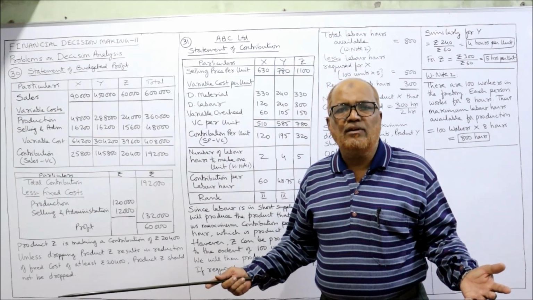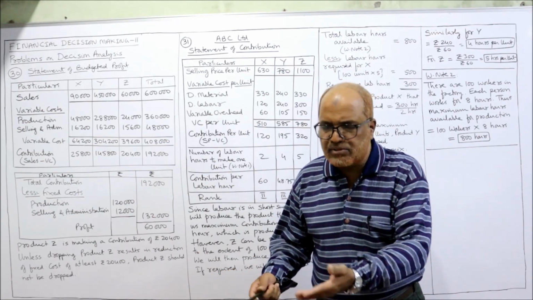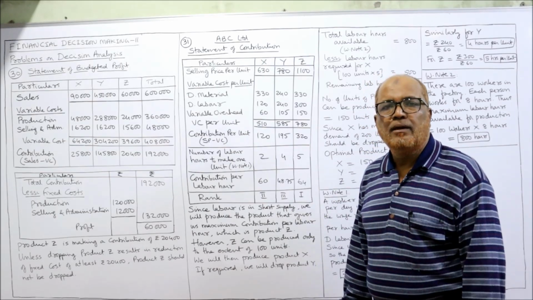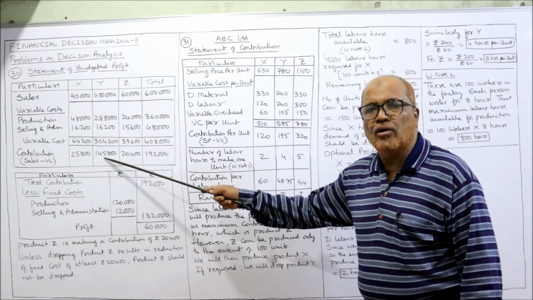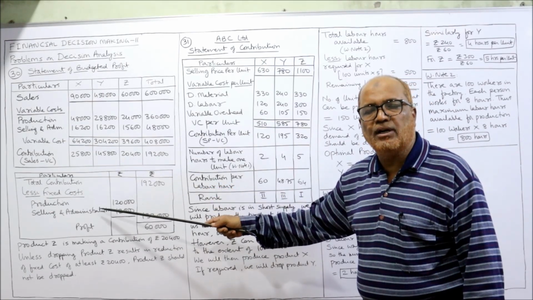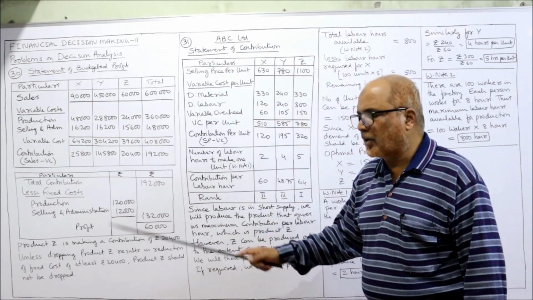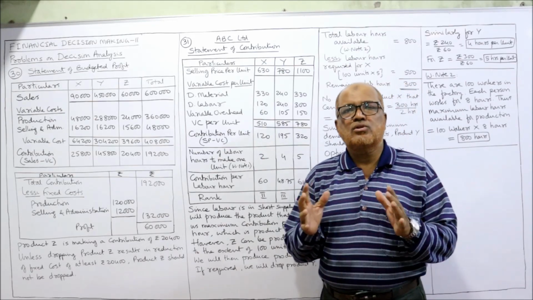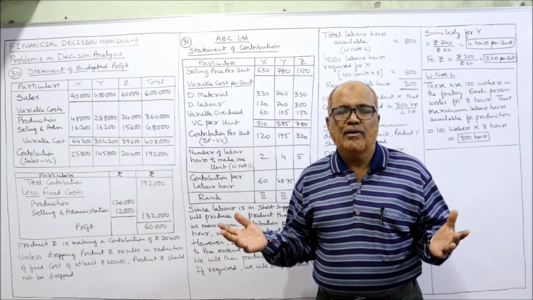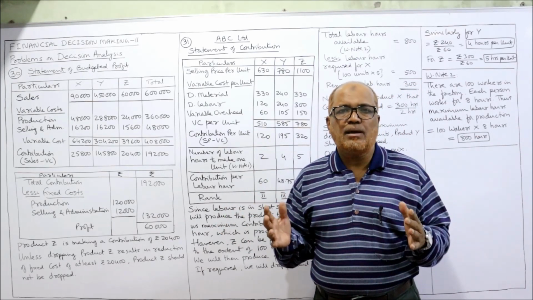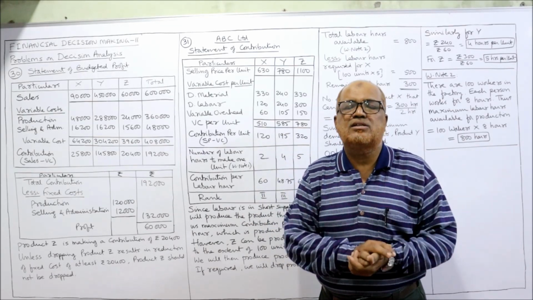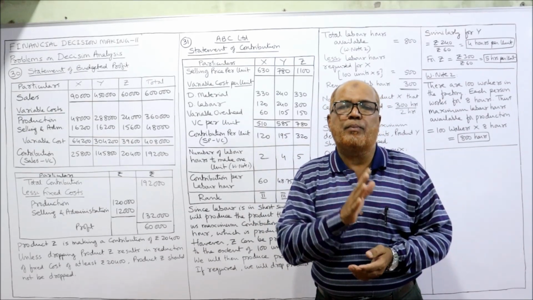I have not done anything. Whatever is given in the problem, the same 60,000 we got, but the presentation is different. Here first we have calculated contribution. From contribution deduct the fixed cost, we will get the profit. Now it is assumed that fixed cost will remain same, whether we continue product Z or if we drop product Z.